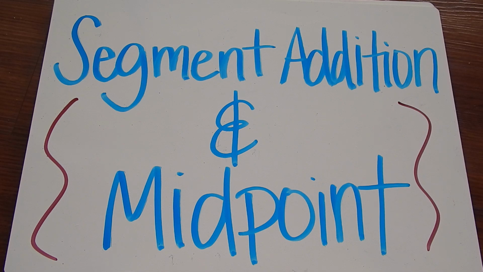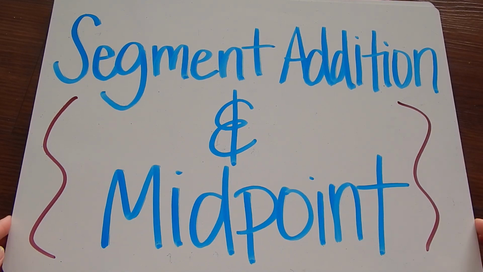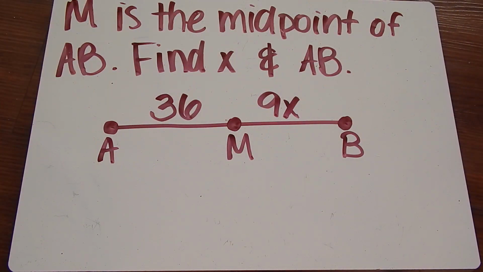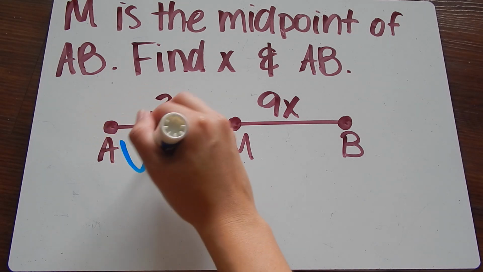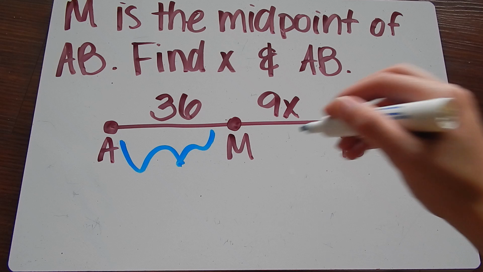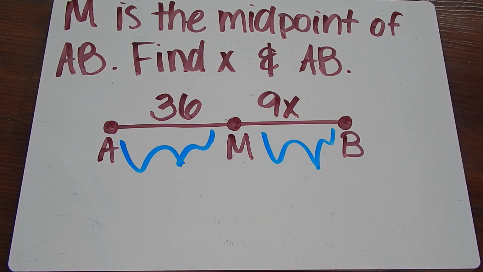Today's lesson is over segment addition and midpoint. Here's our first example. M is the midpoint of AB. Find X and AB. Remember, midpoint means it cuts the line AB right down the middle. That means this side here is equal to this side here.